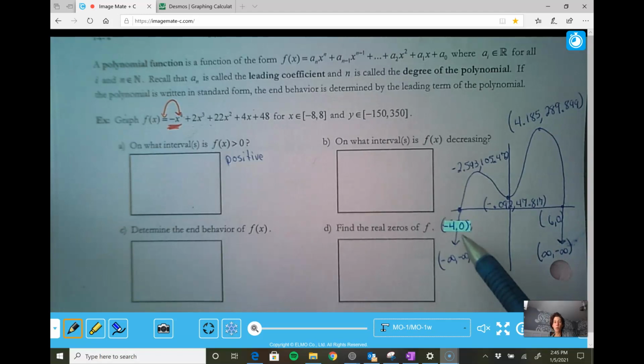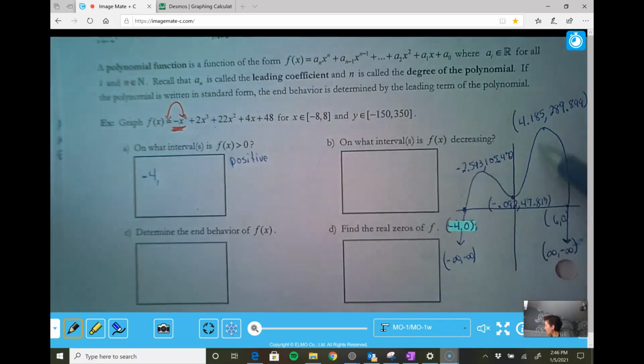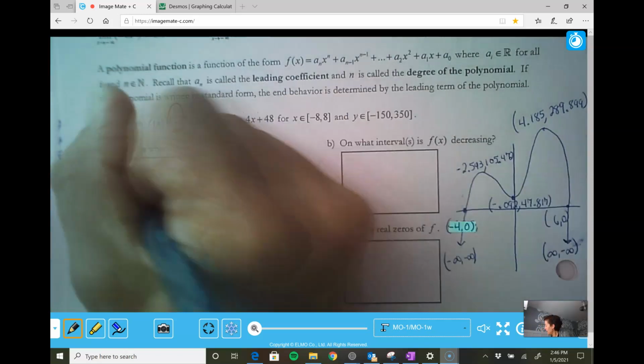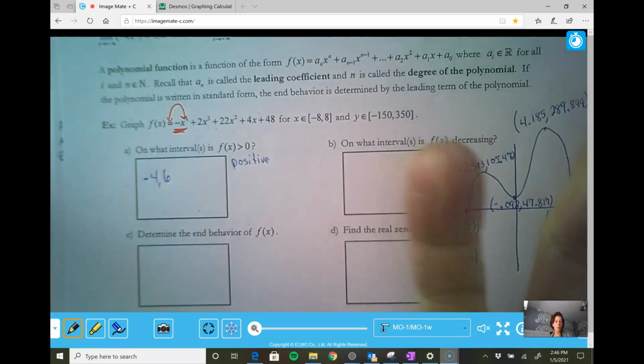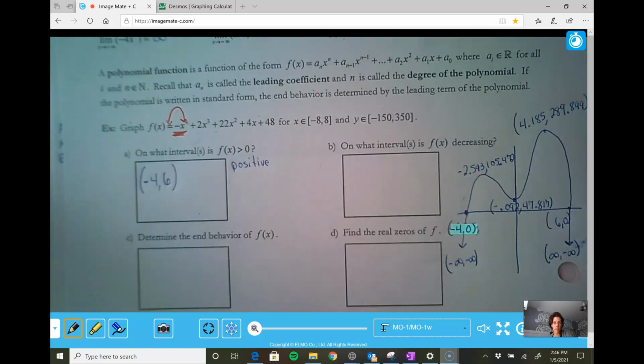And remember, you always write the x value of where it starts and the x value of where it ends. So it starts at -4 and it's positive until it hits 6. And this is where we have to decide between parentheses and brackets, and positive and negative is usually parentheses.